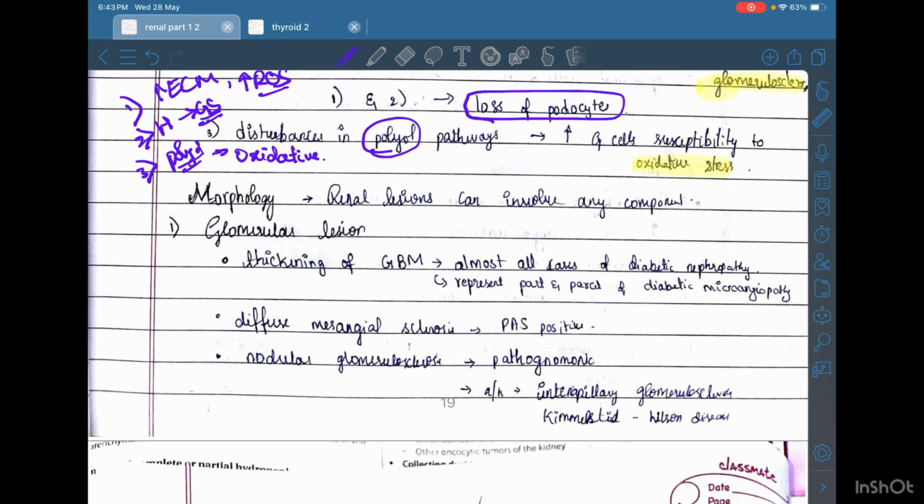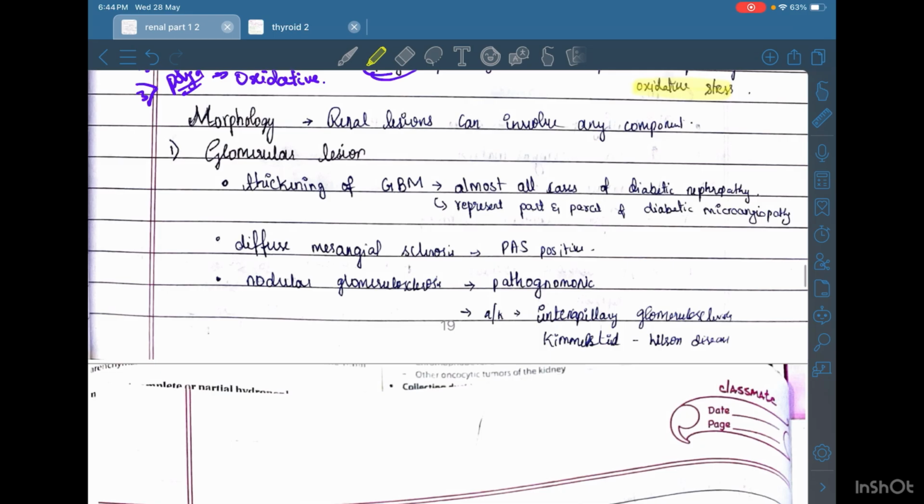See, diabetes can involve any component. It can involve the glomerulus, tubules, interstitium as well as blood vessels. First let us see the glomerular lesions. Very important, three things happen. Remember, there will be thickening of the glomerular basement membrane, we already know the cause, right? Then there is diffuse mesangial sclerosis and nodular glomerulosclerosis. So these are the three things.